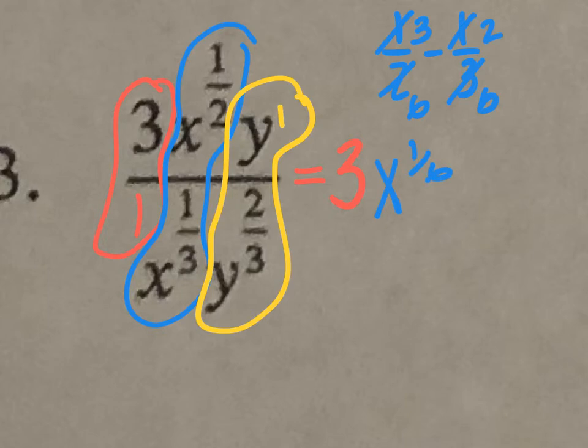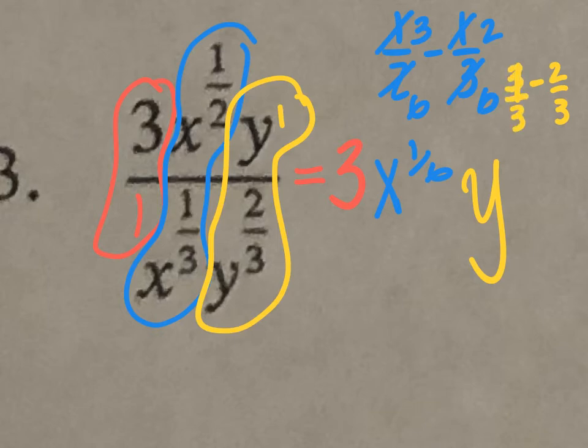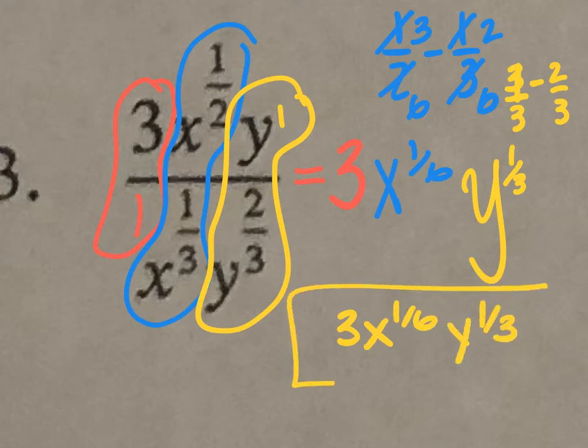And then let's do our y's. So we have a base of y. And we have 1 minus 2/3. Any number over itself is 1, so I can change this into 3 over 3. 3 minus 2 is 1. You get 1/3. So you get a final answer of 3x to the 1/6, y to the 1/3.